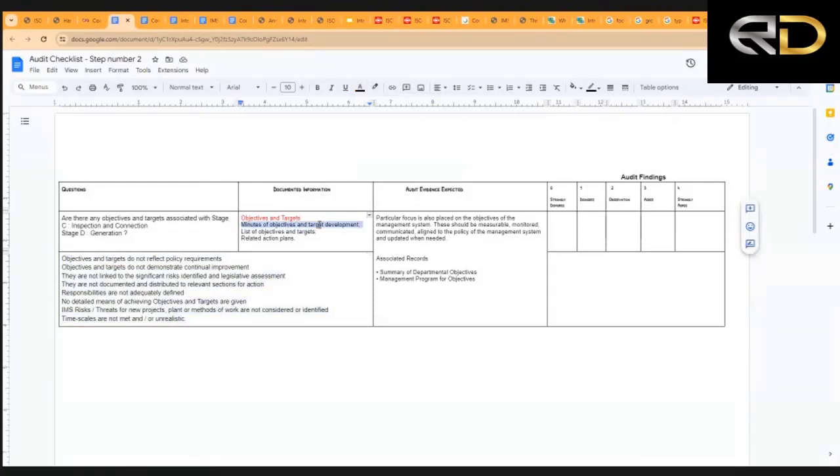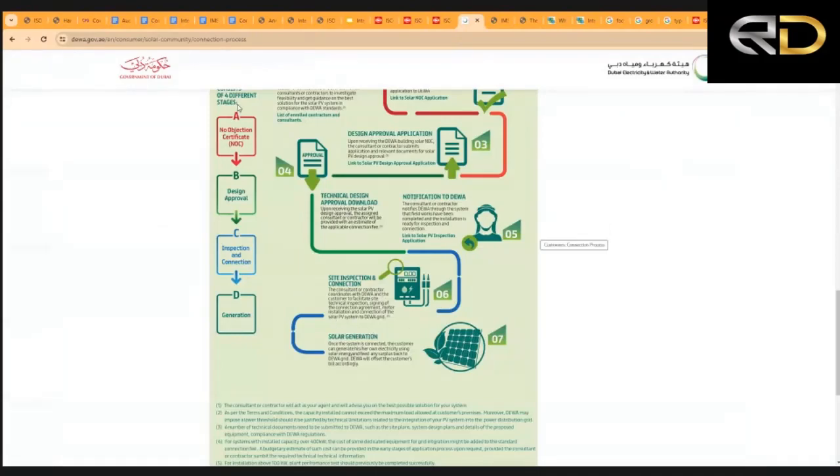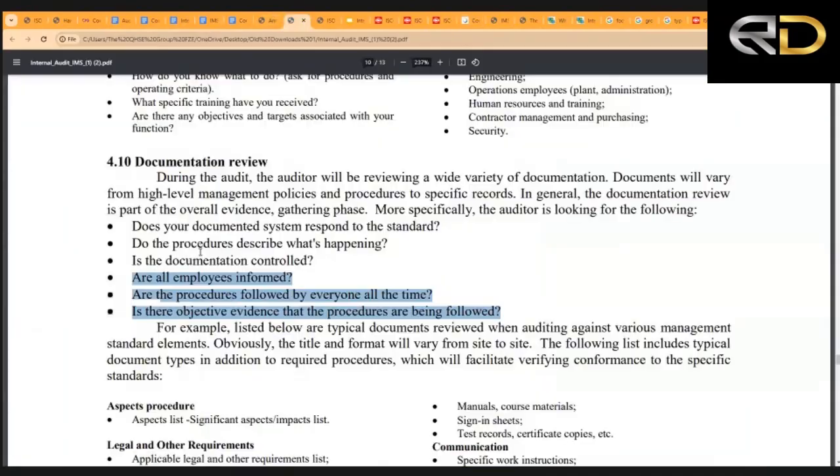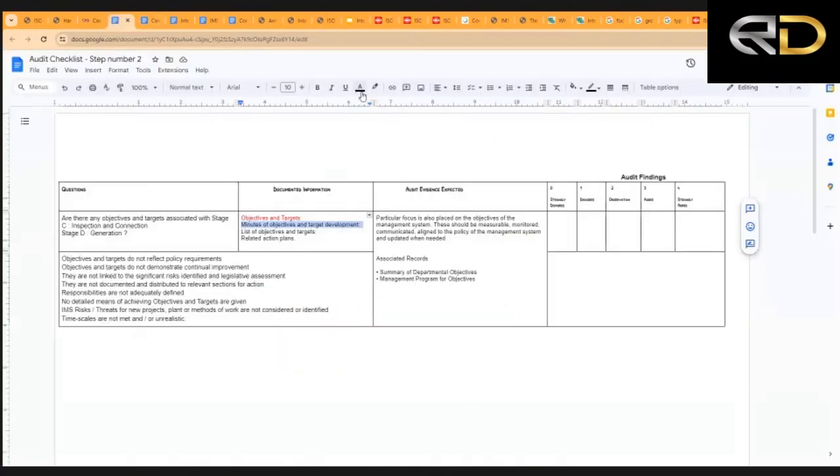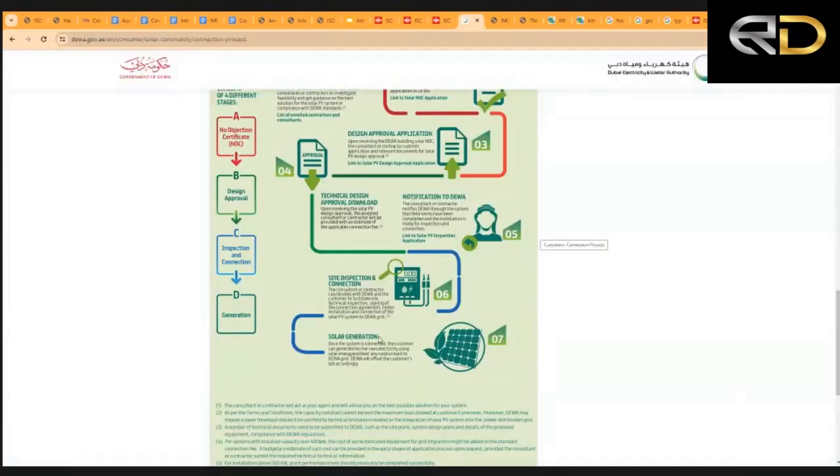And then I'm going to look at the minutes of objectives and targets development in step number 6 and step number 7. When I look at those minutes, I can say everything I'm looking for, I found it, in this documented information. So I'm going to say, you know what? This is cool. It is okay with me. And then I'm going to request the list of objectives and targets. Do you have a list of objectives and targets that you'd like to achieve?